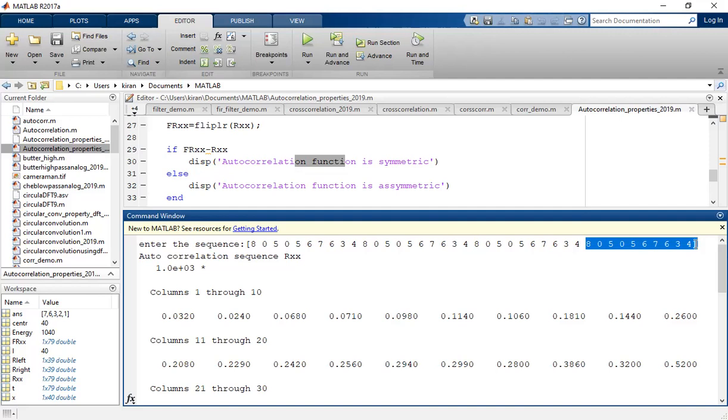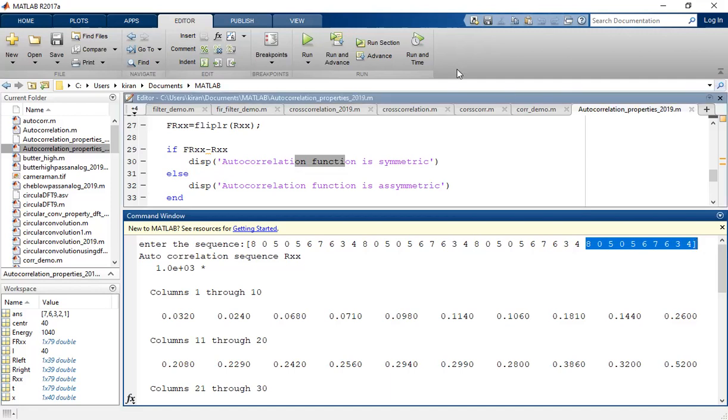Other than that, what did you learn? The next thing that we came to know is that autocorrelation is very similar to a convolution, where you take the first sequence, flip the second sequence, and simply convolve. So that was autocorrelation. In the next video, we'll see cross correlation also.